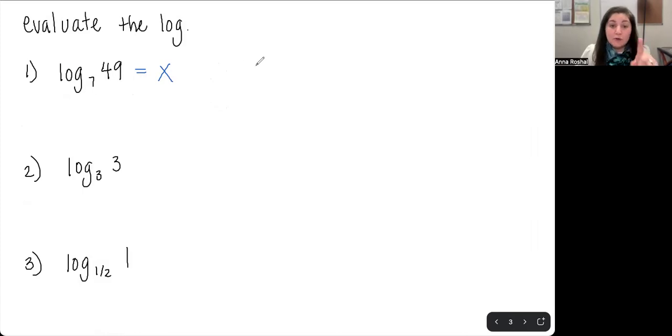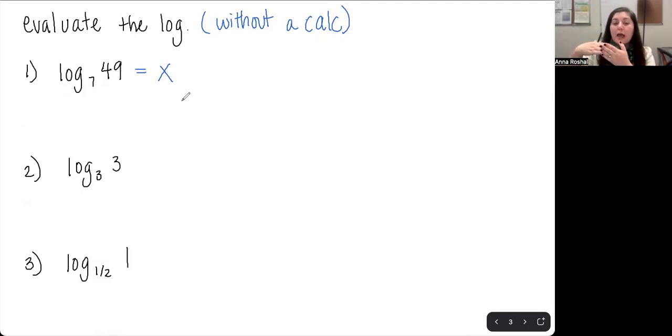Now, let's say you don't know that from the get-go. Sometimes they will say, like, evaluate the log without a calculator. So okay, whatever. We're going to pretend it says calculator. Now that you know how to go from logarithmic to exponential, it's going to be really helpful for you to be able to evaluate functions that are a little bit more funny like this.